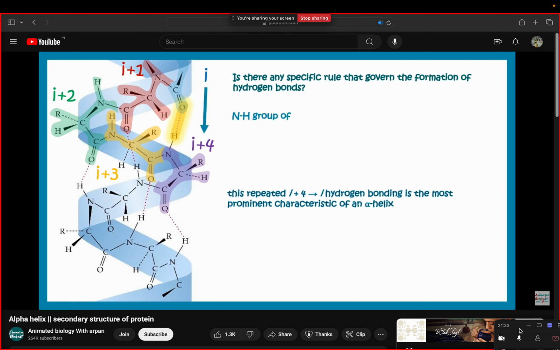So the carboxyl group of I and the NH group of the I plus 4 amino acid would form a hydrogen bond with each other. Irrespective of the position, this kind of rule is valid throughout the helix.